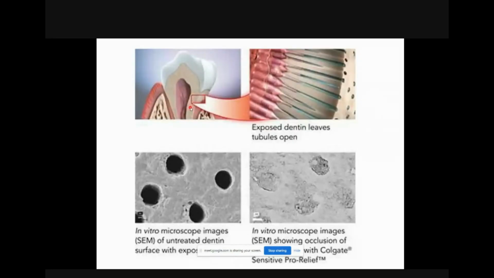So as you can see here, these are the dentinal tubules which are exposed, and that's why it is causing the sensitivity. Even in the scanning electron microscope, they're open, whereas the ProArgin technology is going to seal all the dentinal tubules.